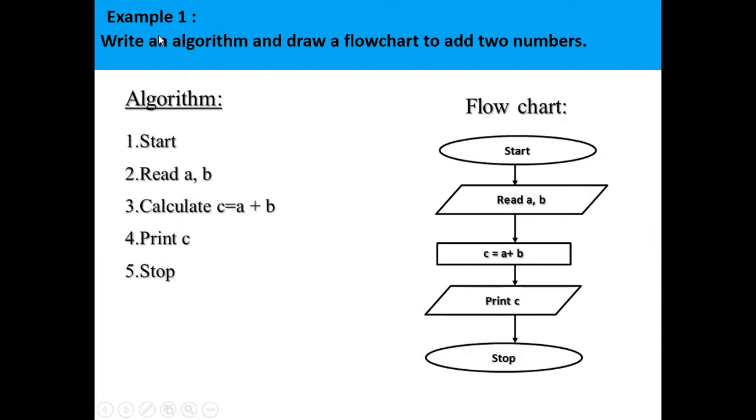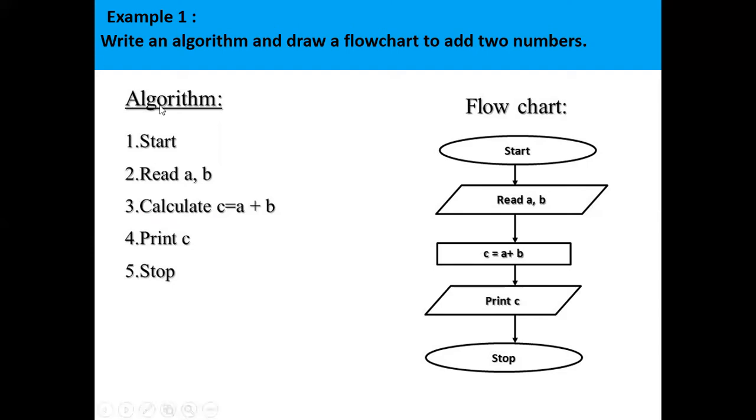Next, we'll see some examples. First one, write an algorithm and draw a flowchart to add two numbers. To implement this particular task, we need two integer numbers, and we are going to add these two numbers, and the result will be stored in a variable, and we are going to display the result to the user.